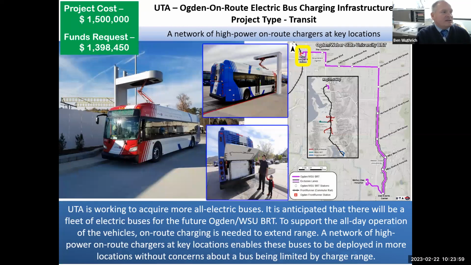The next project is also a request from UTA. This is an Ogden on-route electric bus charging infrastructure. This is to enable chargers to be at strategic locations for the electric buses to recharge. Project estimated cost is $1.5 million, and the funds being requested is 1.3 plus million.